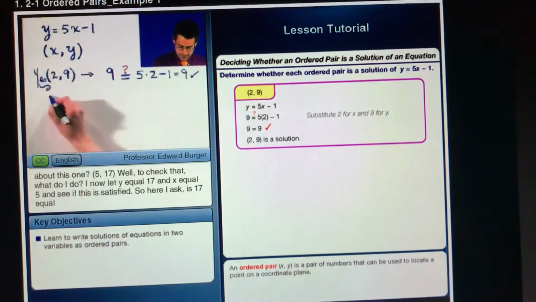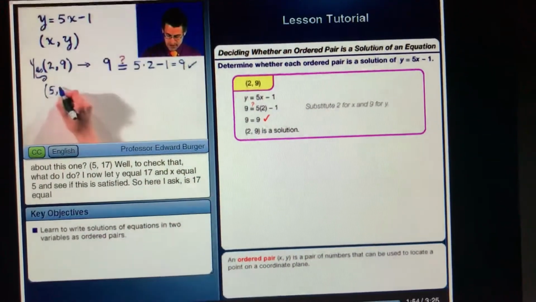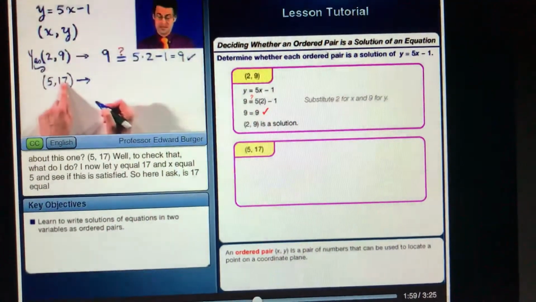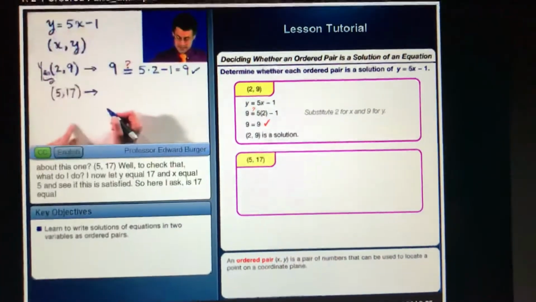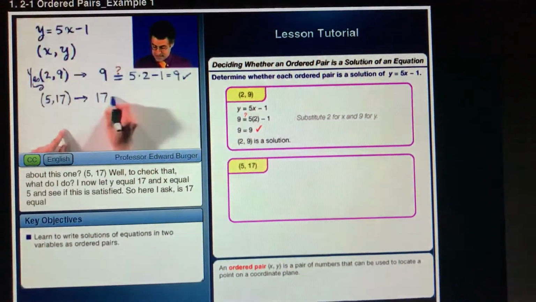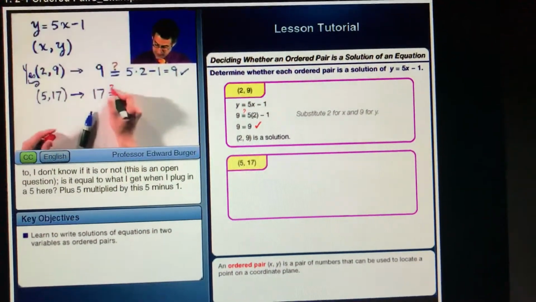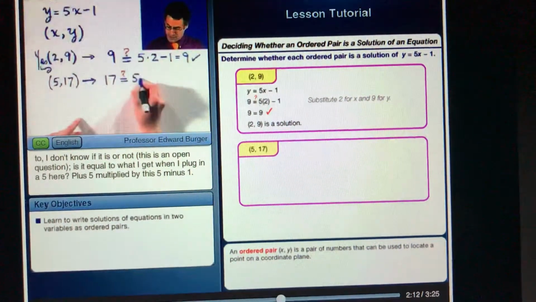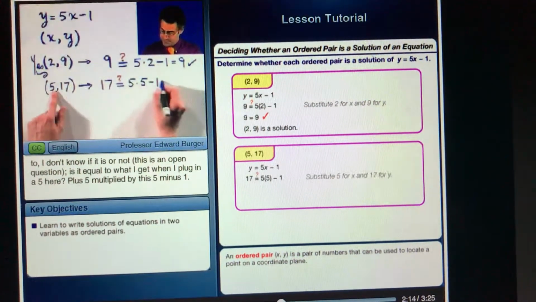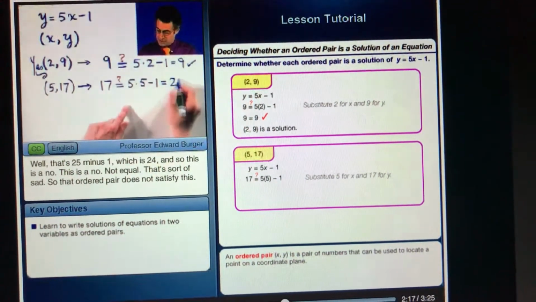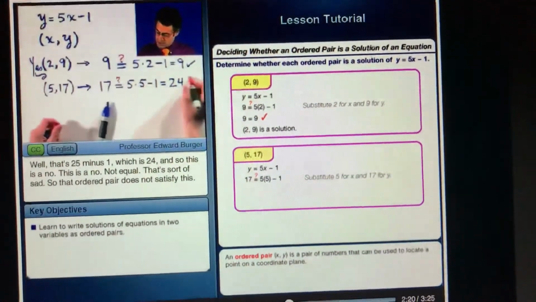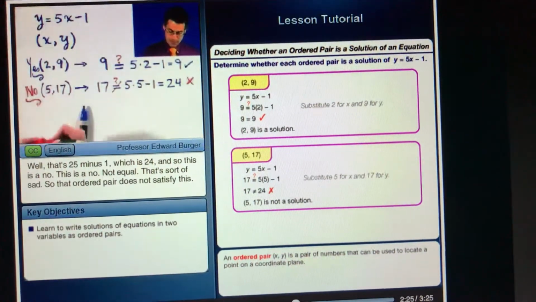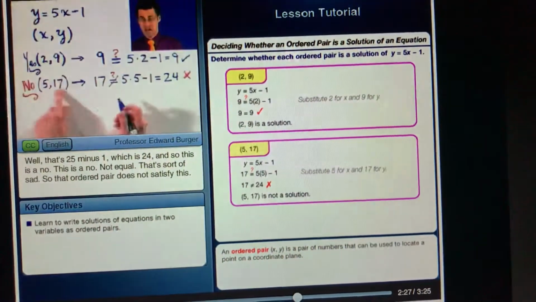How about this one? 5 comma 17. Well, to check that, I let y now equal 17 and x equal 5 and see if this is satisfied. So here I ask, is 17 equal to, and I don't know if it is or not, this is an open question, is it equal to what I get when I plug in a 5 here? Well, that's 5 multiplied by 5 minus 1. Well, that's 25 minus 1, which is 24, and so this is a no. Not equal. That's sort of sad. So that ordered pair does not satisfy this.